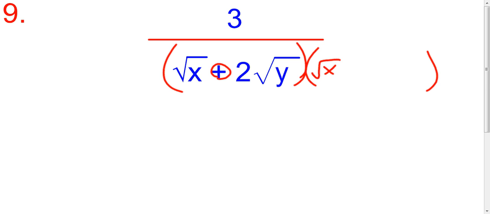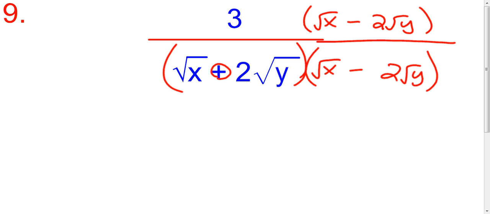So I will leave this as a square root of x and 2 root y, and I will change that middle sign to a negative instead. And if you do that to the bottom, you must do that to the top too, so that it's like you're multiplying by the same quantity over the same quantity, which is really like multiplying by 1, and it doesn't change the value of the problem.